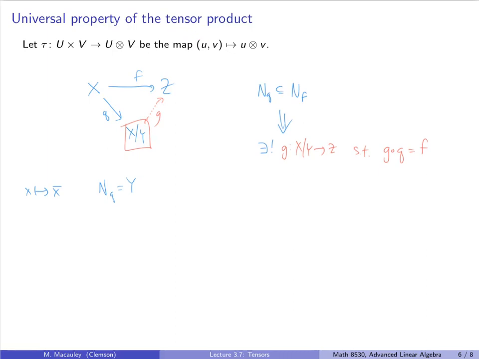So now, here we have a canonical quotient map Q. Up here we're going to have a canonical map tau that just sends an ordered pair in the Cartesian product U cross V to the pure tensor U tensor V. So you can think of this as some sort of quotient map as well.